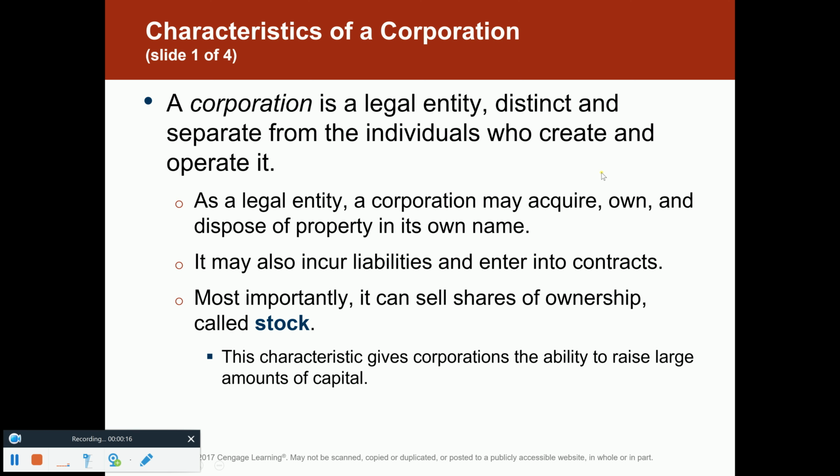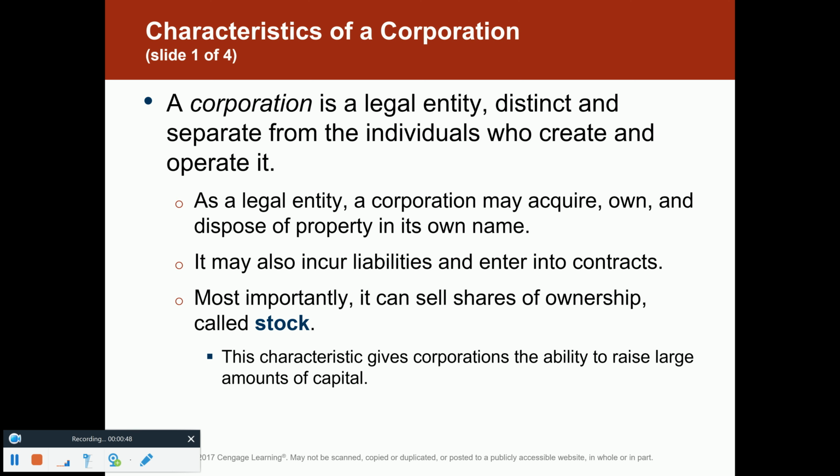It's a legal entity. I like to tell students it's kind of like a human being in the eyes of the law. And what do I mean by that? It means it can enter into contracts, it can sue, it can be sued. It has to file tax returns. It has to pay taxes. So basically, a lot of the legalities that a human being can get involved with, same as a corporation.